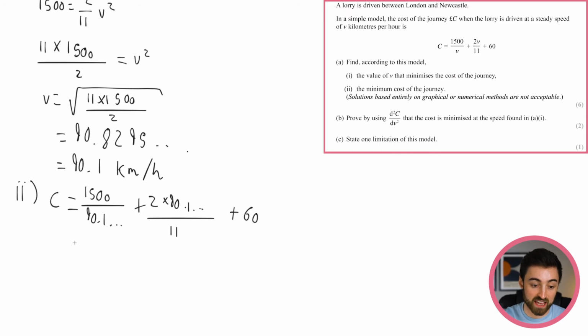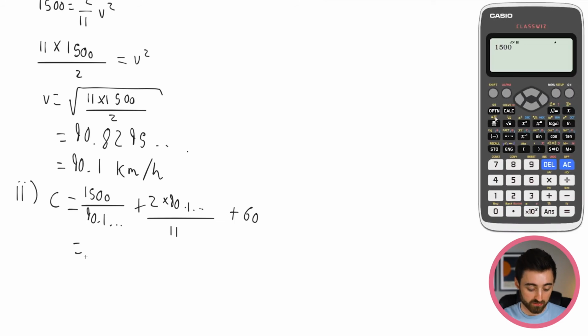And the good thing is here, because I've got it stored as Ans in my calculator, I just use that. So I'm going to do 1500 over Ans plus 2 times Ans over 11 plus 60, which gives me, again, equation solver, get it into a decimal. Looks like this is going to get me 93.0289 and so on.